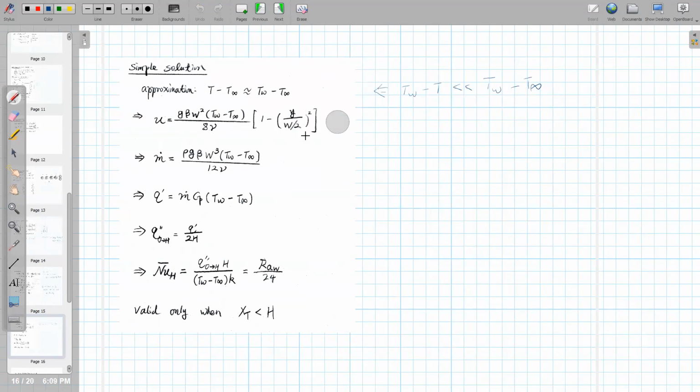So this is the velocity result for this case. And after you get the velocity results, you can calculate this m dot. This m dot is really not the same m dot we saw before. So this is the mass flow rate per unit length normal to the plane.